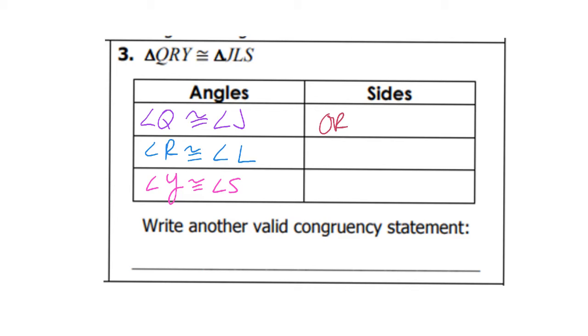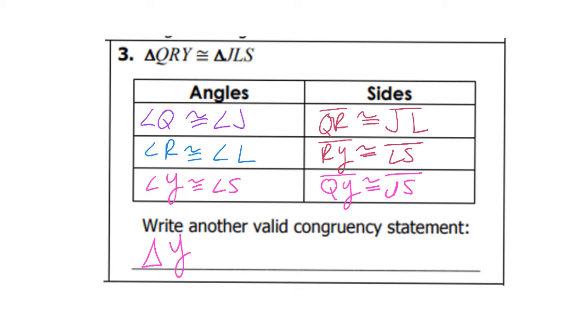Looking at the sides, QR is going to be congruent to JL. RY is going to be congruent to LS. And QY is congruent to JS. And another congruency statement, we can yet again just write them backwards. YRQ is congruent to triangle SLJ.